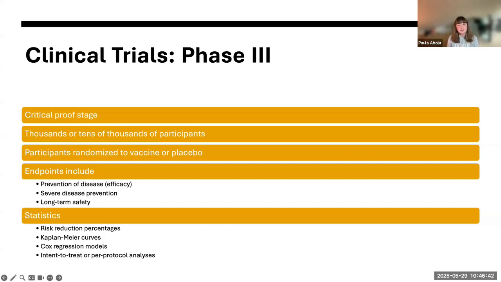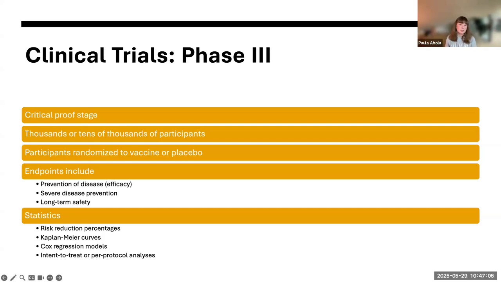And we, of course, have the long-term safety. So do we have any serious adverse events over time? Because we're conducting this study over several years sometimes. Of course, with the COVID-19 vaccine, it was done in a shorter time because it was a global pandemic, but otherwise it usually takes a longer period of time. And because these are large definitive trials, the statistical methods are also more complex and rigorous.